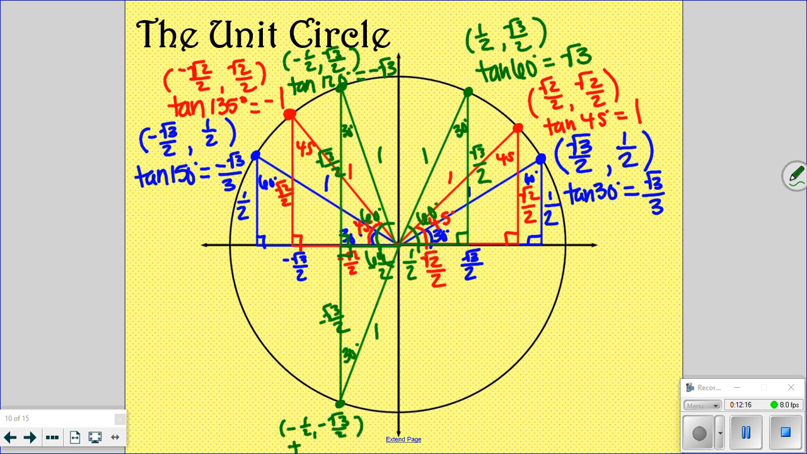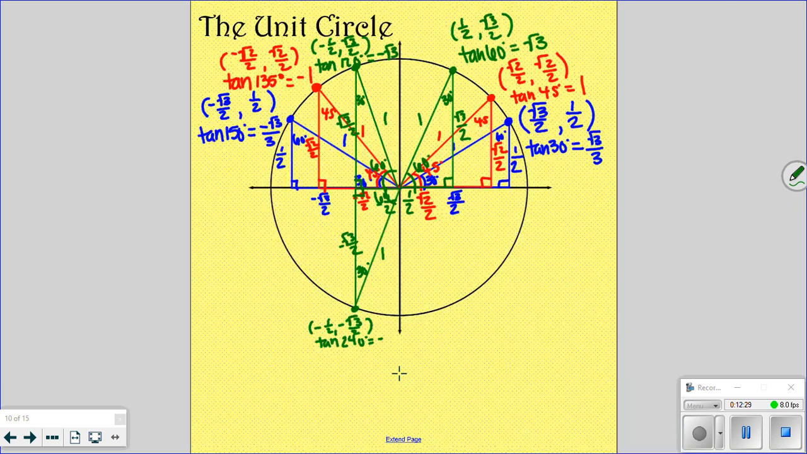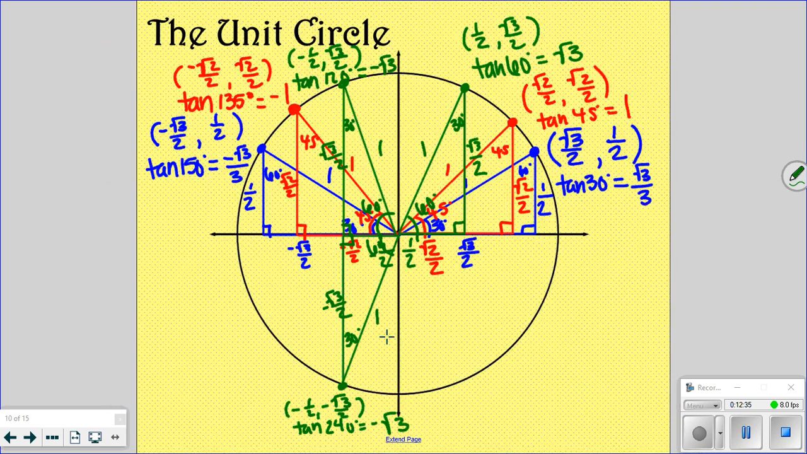And then the tangent, we went 180, and then we went another 60. So that's going to be 240. And the tangent of that is negative square root of 3. Okay? Let me make it go back to bigger. All right, so that's the green one. Now we're going to do the red one.